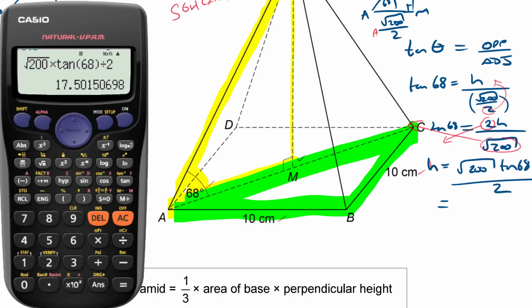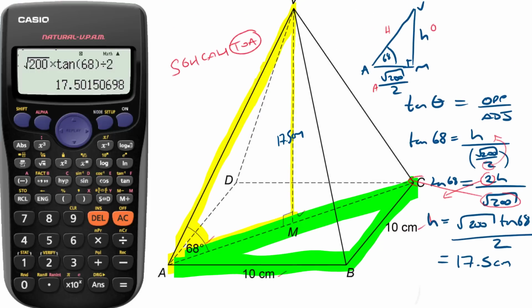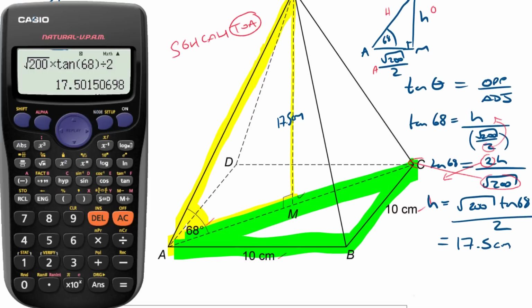My calculator's given me that as 17.5 to 3 significant figures. So let's write that down. That's 17.5, it's going to be centimeters here. Always a good idea to just look back at your diagram and think, does that look sensible? Does a height of 17.5 centimeters there look right? I think it does. It looks okay compared to the rest of the diagram. It's a bit longer than the sides of the base, but that looks quite right in my diagram there.